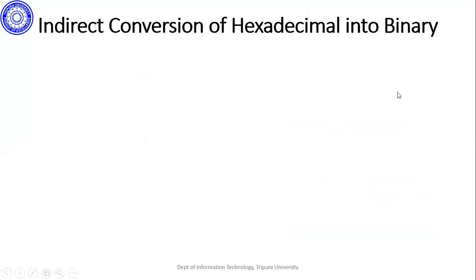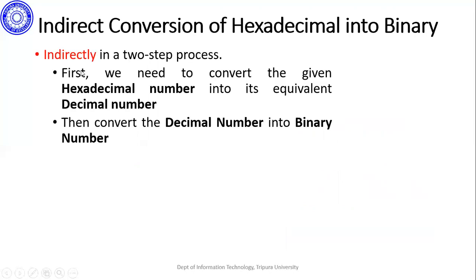But there is a long process also, and that is the indirect conversion of hexadecimal to binary. This is the layman method. If you don't know this technique, how will you do it? This is the easy technique, but many people, if they do not know it, go by the old layman way, a two-step process. We take a hexadecimal number, convert it to the equivalent decimal number, and then convert the decimal number to a binary number. This is a lengthy process, and we normally do not go for it. Still, as it is also a process, we'll discuss it.